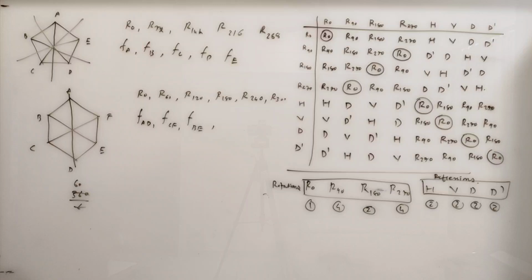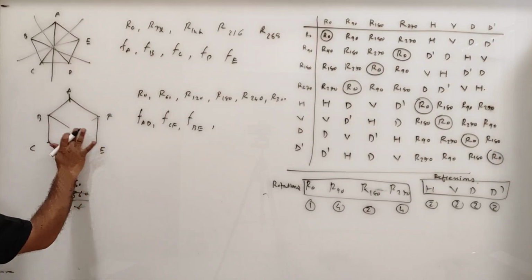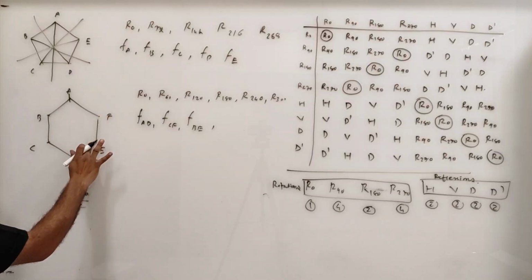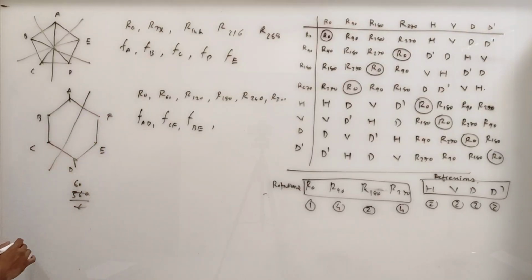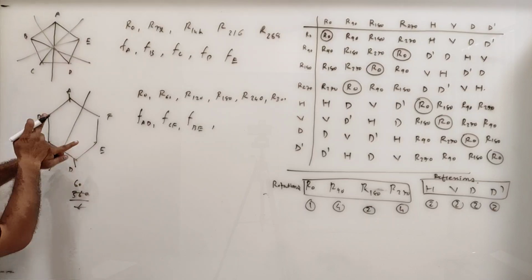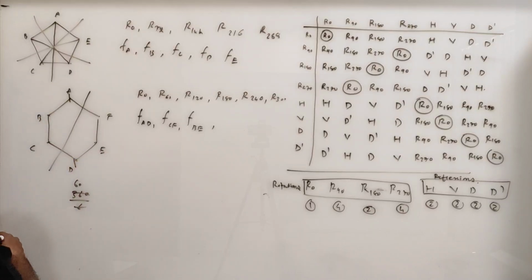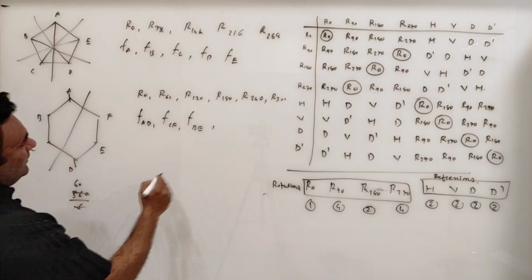ADCFBE. Okay, now I have those 3 symmetries. Now you consider opposite sides like this. Then C and D will interchange, B and E will interchange, and A and F will interchange. So let me say opposite sides.